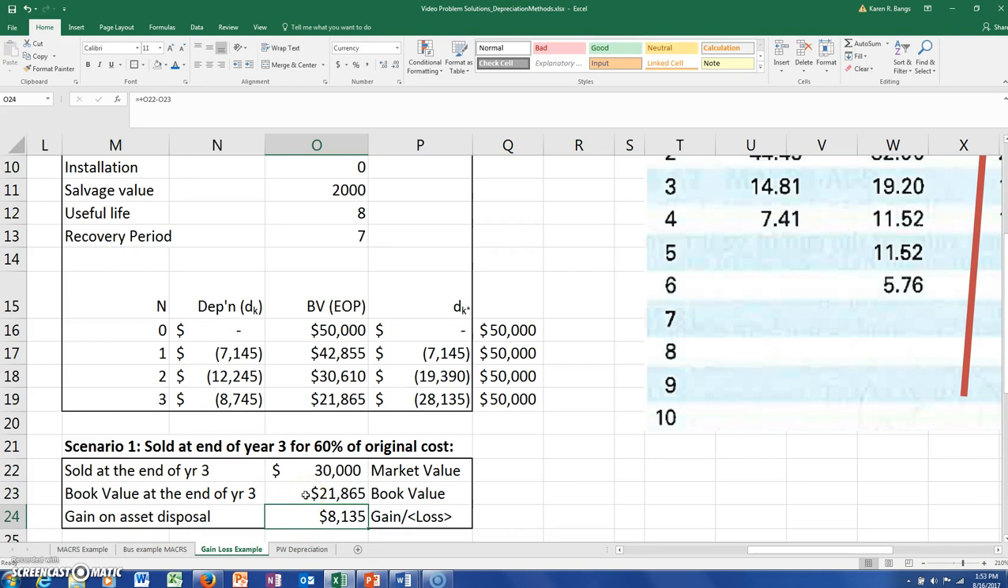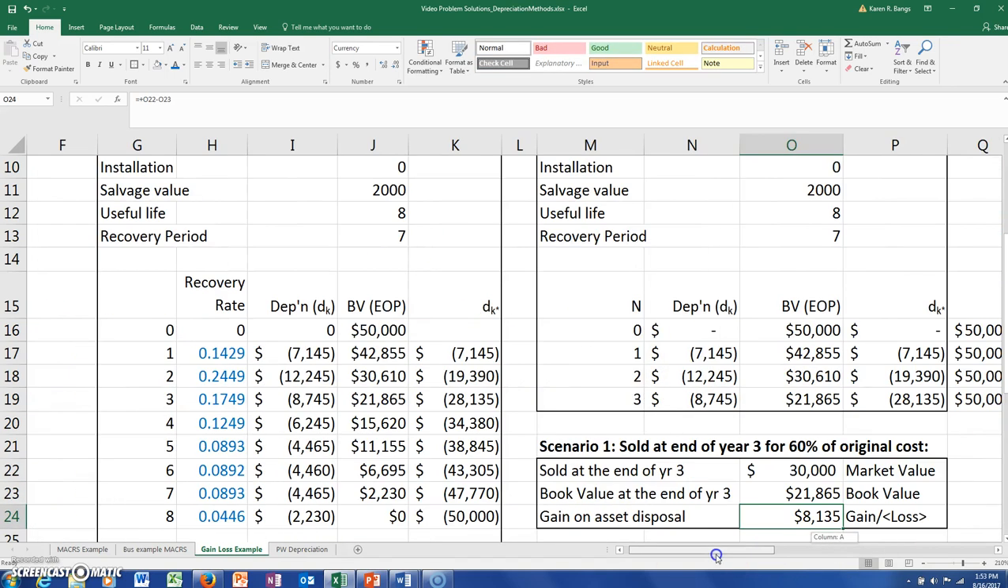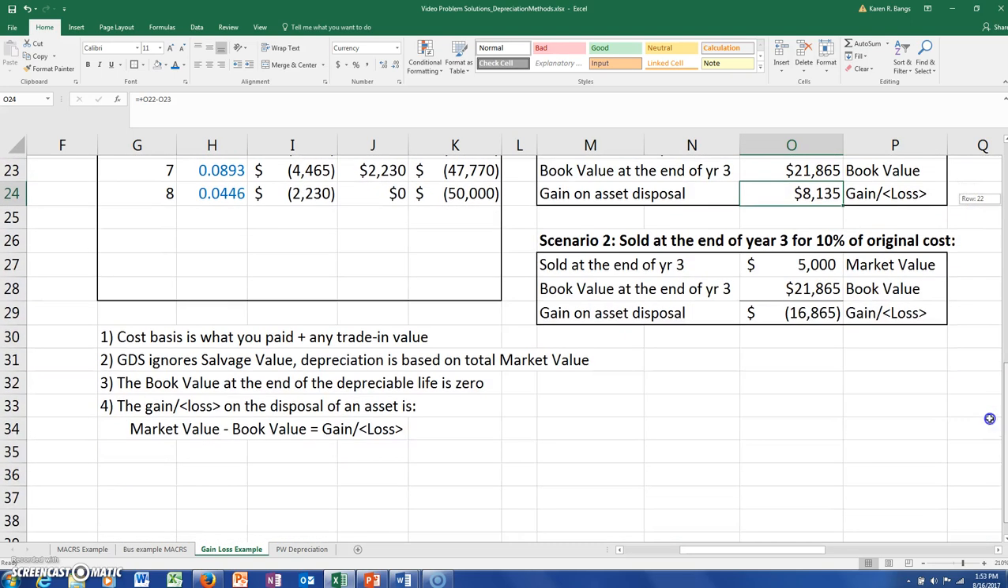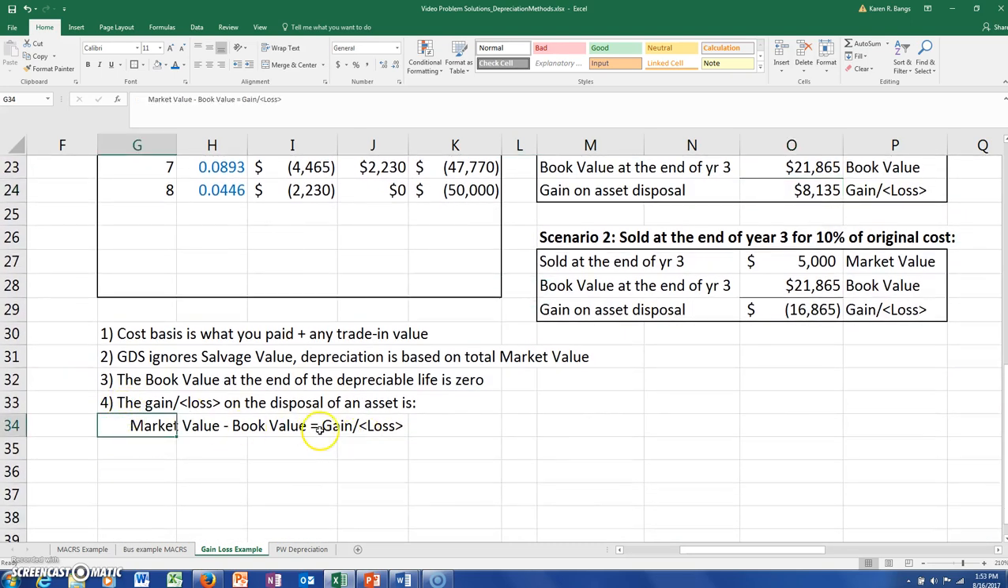$8,135. So we can take all of the remaining book value as an expense for this period, and it will be offset by the $30,000 that we sold, plus we'll have an additional $8,000 of profit, $8,000 of gain that we'll have to pay taxes on. Okay? Market value minus book value equals gain or loss, which is what we showed over here. Yes, market value minus book value is the gain or loss on asset disposal.